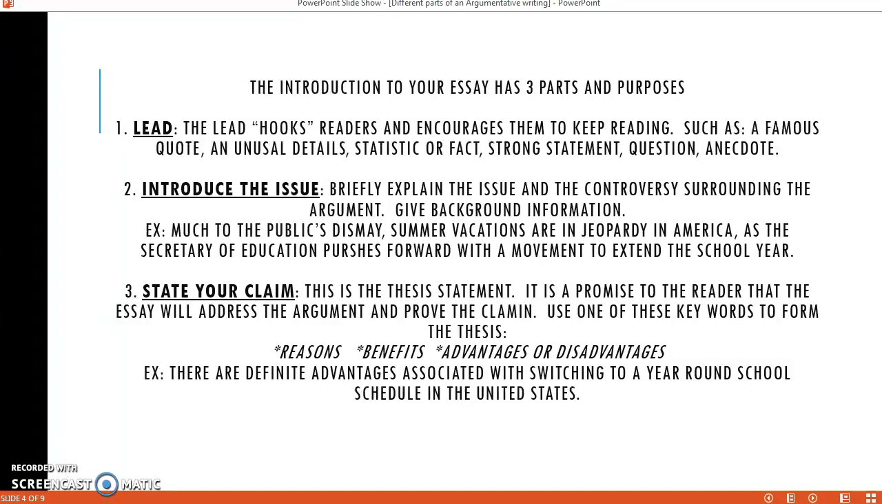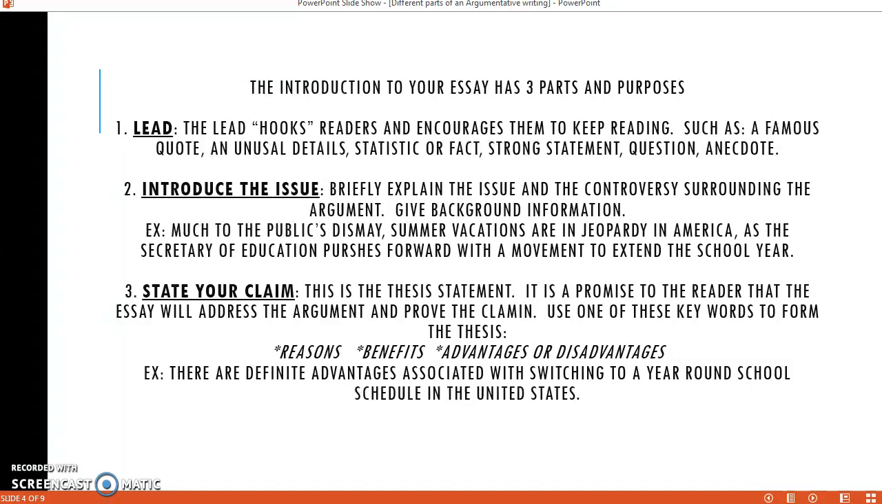You're going to introduce the issue. So, briefly explain the issue and the controversy surrounding the argument. Make sure you provide background knowledge as well, or background information. So, here's an example. Much to the public's dismay, summer vacations are in jeopardy in America as the Secretary of Education pushes forward with a movement to extend the school year.